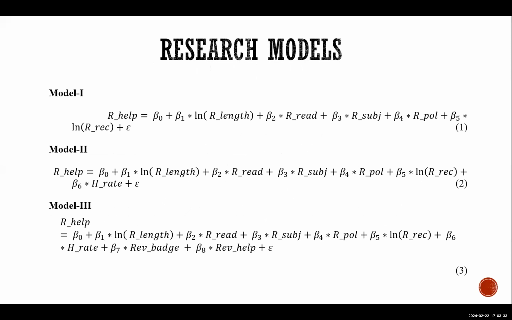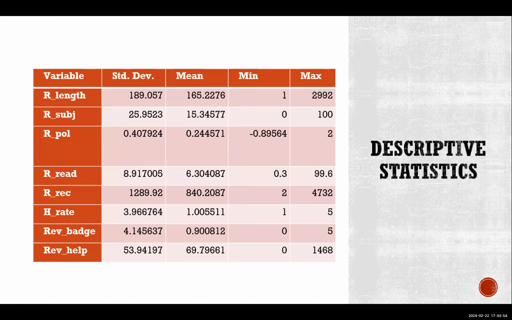In the first model, we are basically using all the review parameters, and we'll see how they impact the helpfulness of EWOM. In the second model, we have added the hotel parameter, that is hotel rating, to the review parameters. And in the third model, we have added the reviewer parameters to model 2. So this is basically the descriptive statistics of my data set.